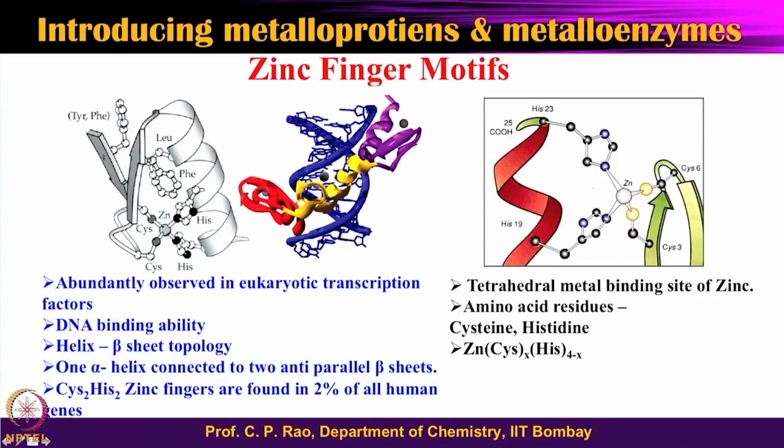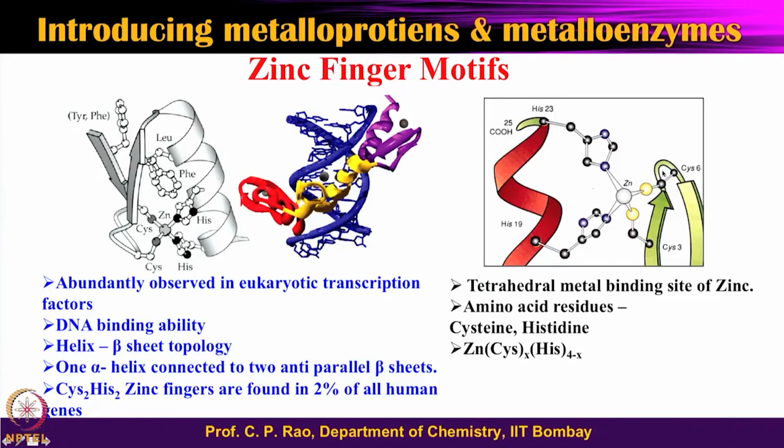Where you have a helix and beta sheet orienting in this way, and the histidines and cysteines come into proximity, there you will get a zinc finger. So, one alpha helix is connected to two antiparallel beta sheets. Cysteine two times, histidine two times are present at the zinc binding center. Zinc fingers are found in 2% of the human genes, so a lot of human gene binding things. This is basically used in recognizing the DNA by protein DNA interactions.